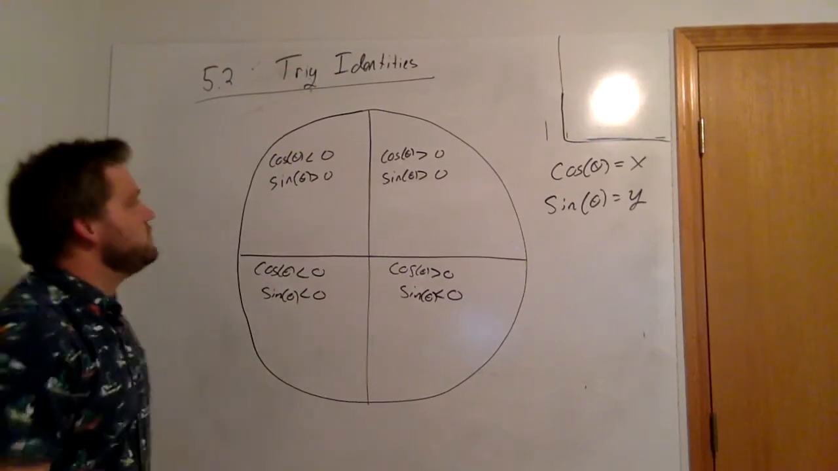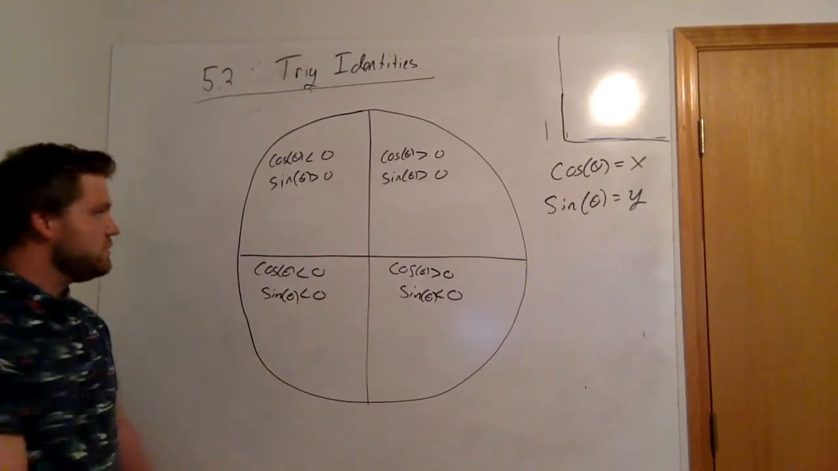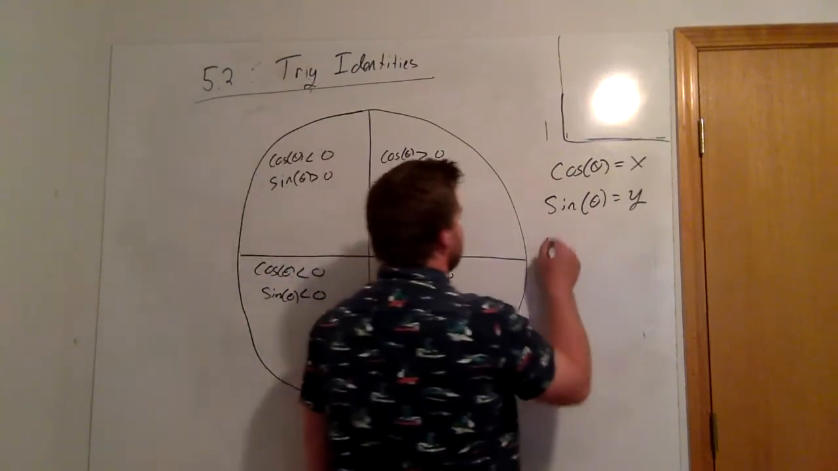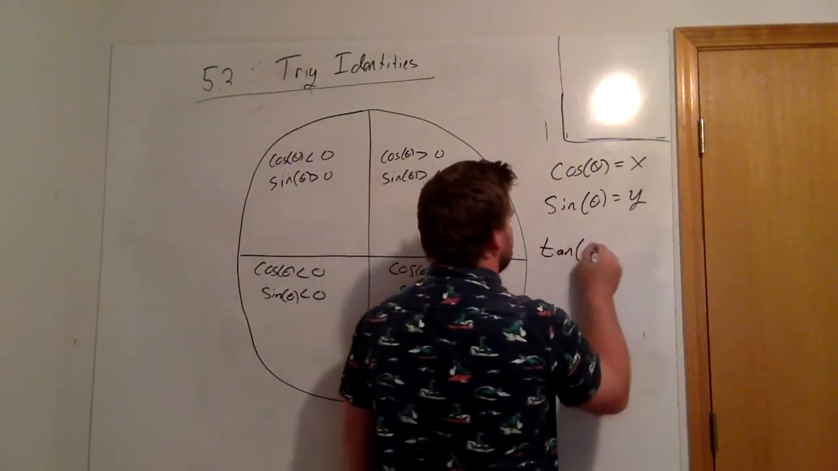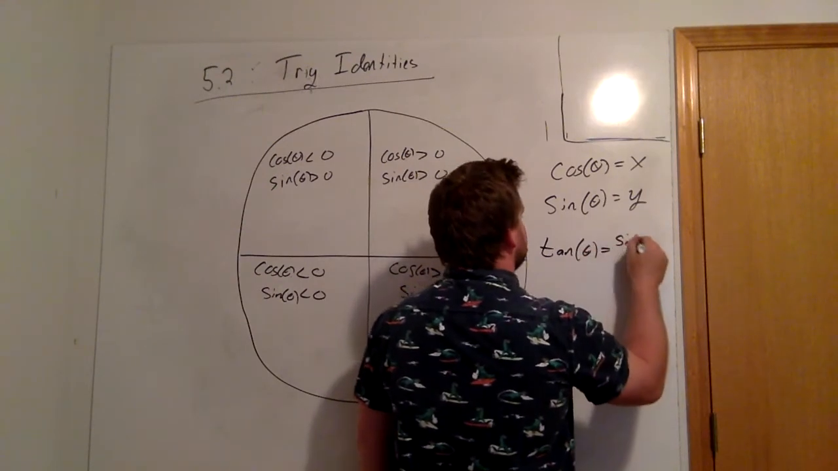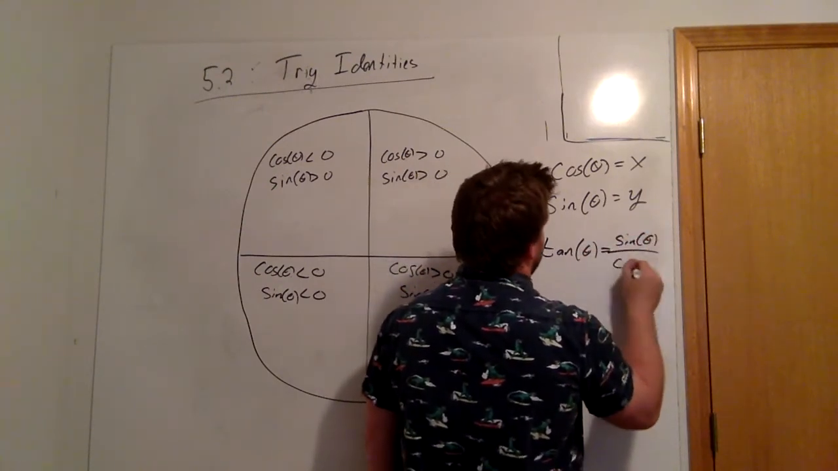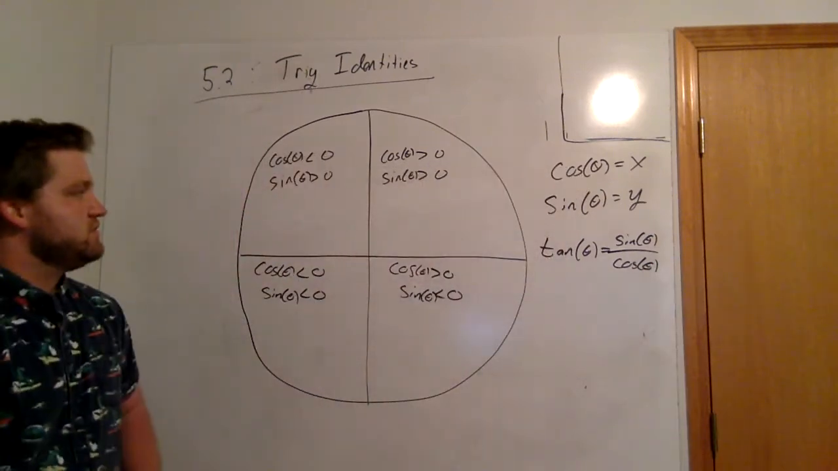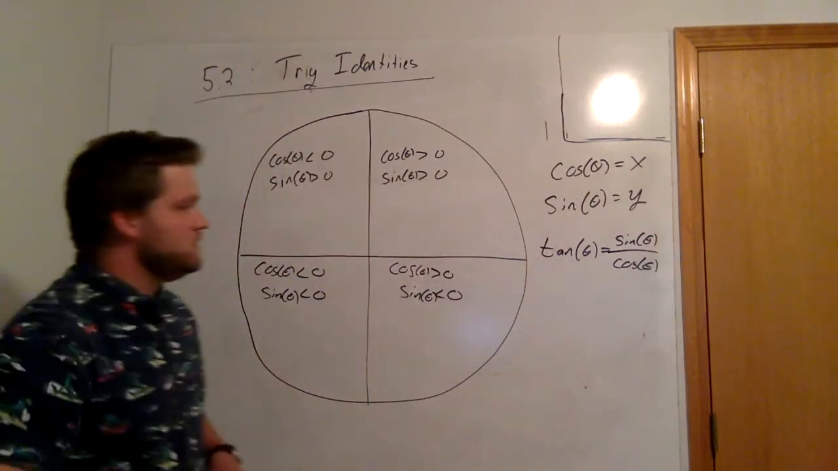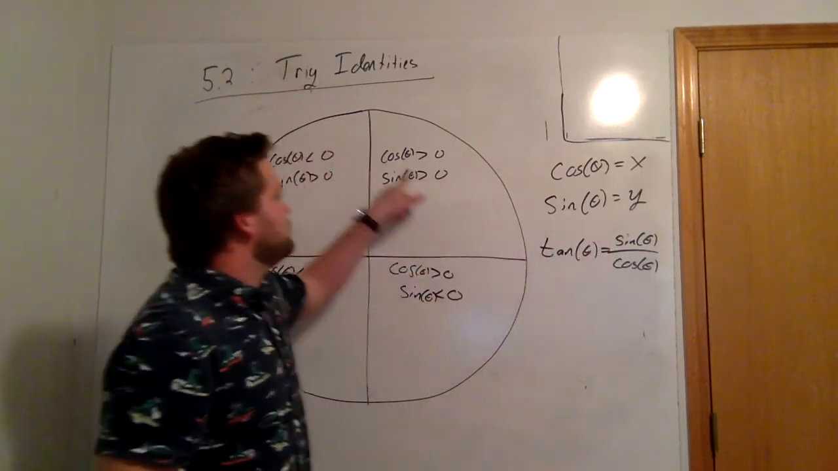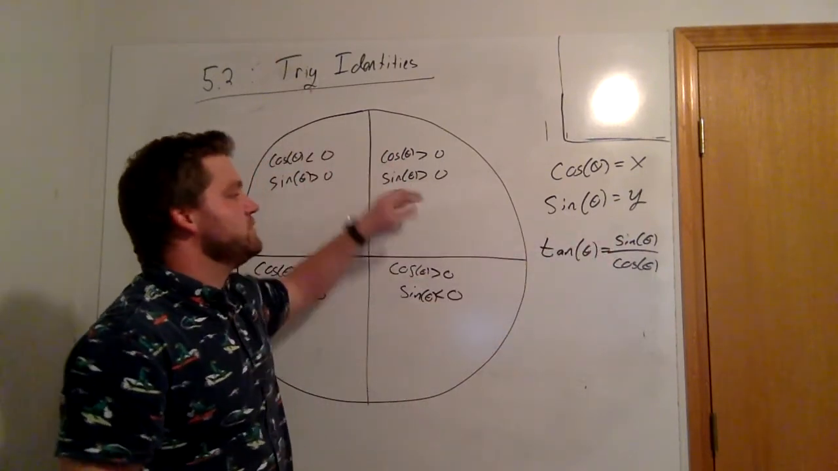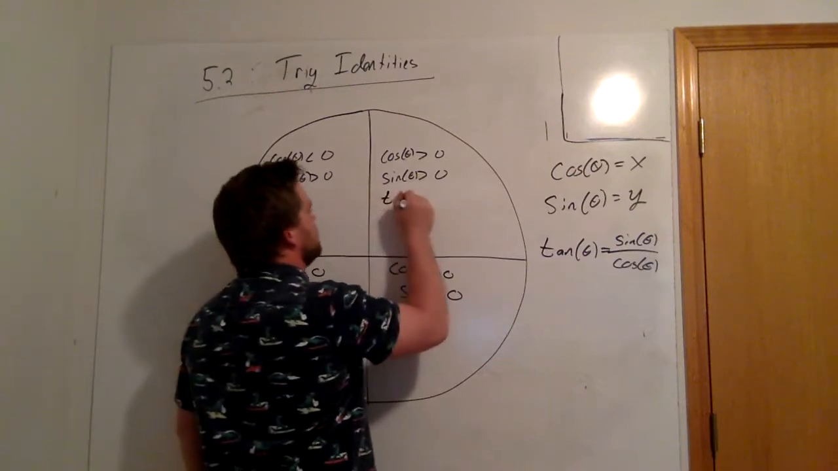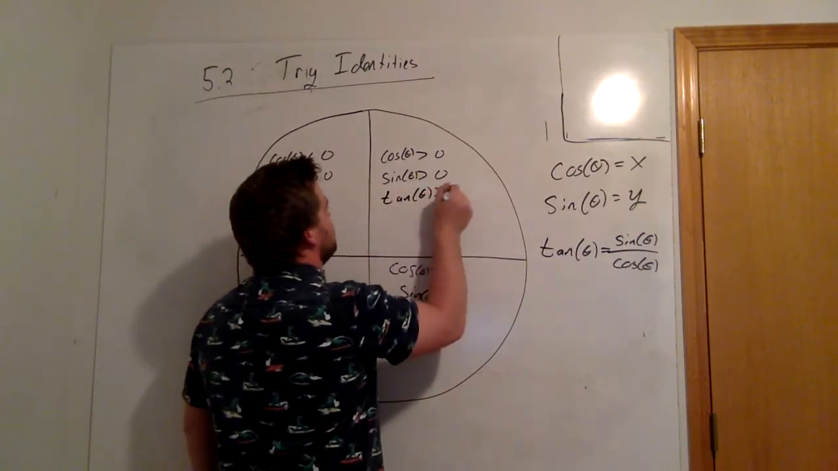So let's think about the other ones. For example, let's think about tangent. There are 2 ways you could think about this. One, you can remember that tangent of theta is the same thing as sine of theta over cosine of theta. But that is the same thing as slope. So if you'd like to think about it, sine is positive and cosine is positive, so a positive divided by a positive is positive. So tangent of theta is positive.